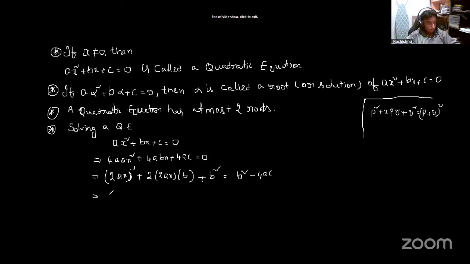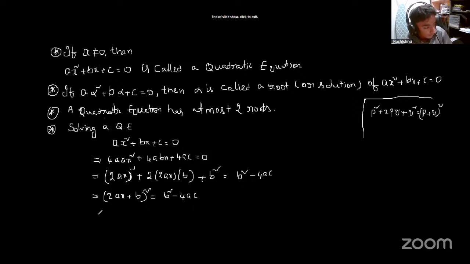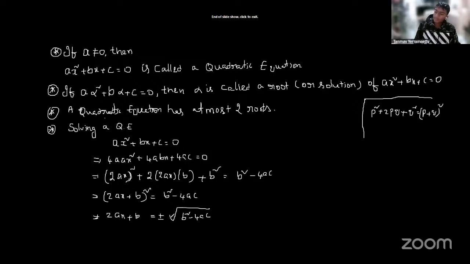So which means 2ax plus b whole square is equal to b square minus 4ac. Got it? Now take the square root on both sides. That means send that square to the right hand side. What happens when we send that square to the right hand side? It will be 2ax plus b is equal to root of b squared minus 4ac. Since it is a root, we need to write plus or minus, right?